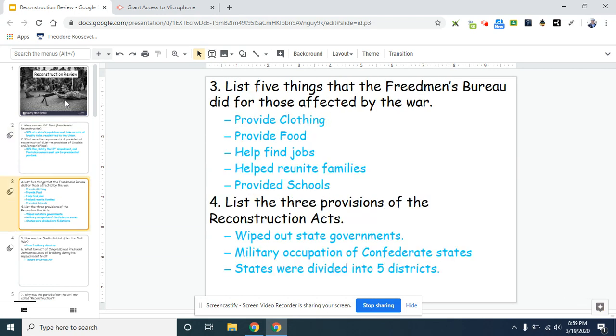Number three, list 5 things that the Freedmen's Bureau did for those affected by the war. Yes, Sydney, it's called the Freedmen's Bureau. Bureaucracy, bureaucrats, people that make your life terrible, like at the DMV. Anyway, list 5 things they did. A, provide clothing. B, food. C, jobs. D, help families get back together. And E, providing some schooling, some education, like what we're doing right here for you guys. That education was very, very important.